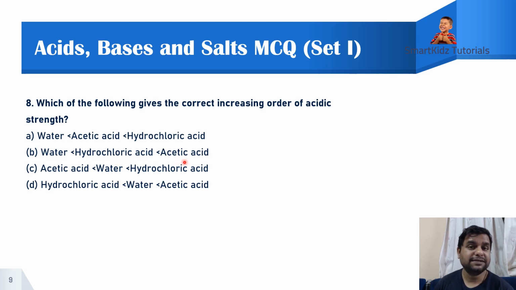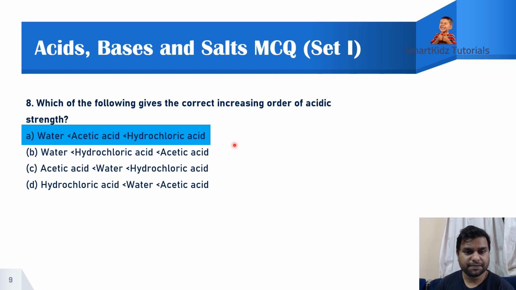Whereas acetic acid is a weaker acid compared to hydrochloric acid. So we can rule this out. That leaves us with only one choice. That's the first one. Water is less acidic. It is neutral compared to acetic acid, and acetic acid is less acidic than hydrochloric acid. So the obvious answer is the first one, that is A. There you go.